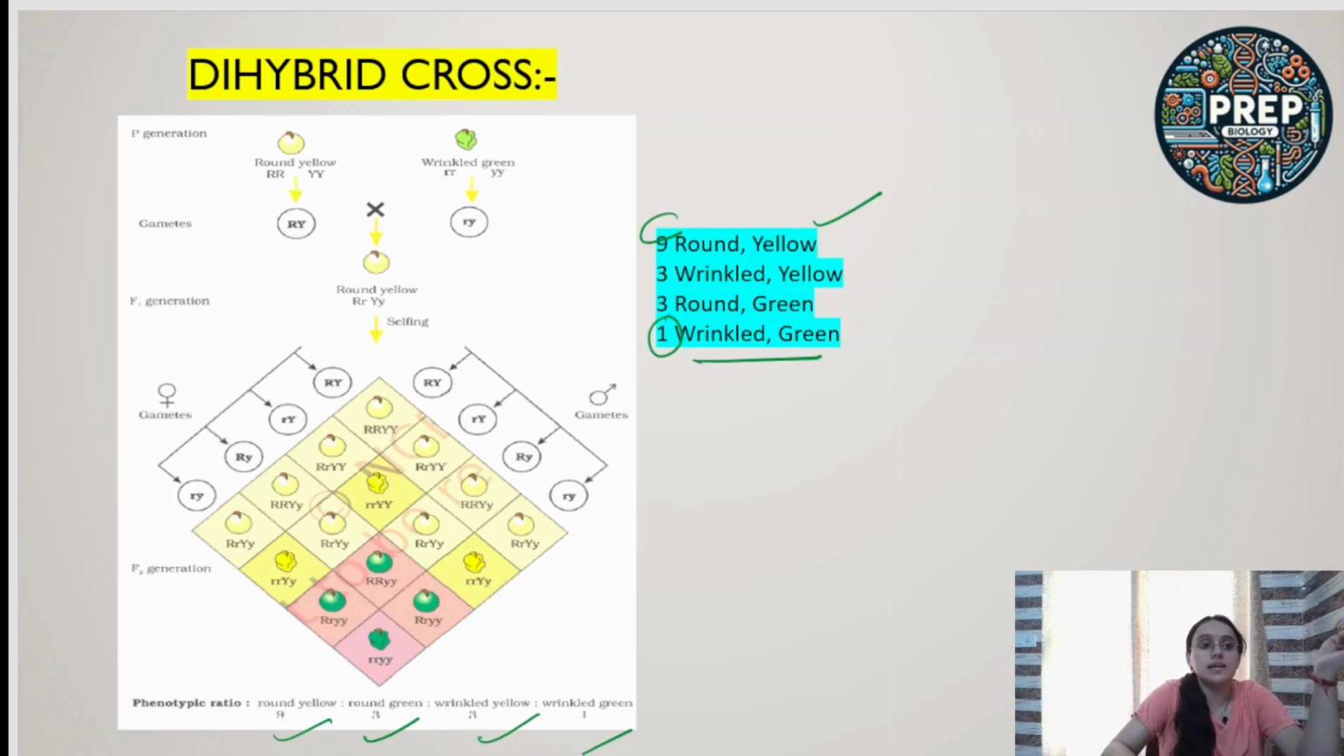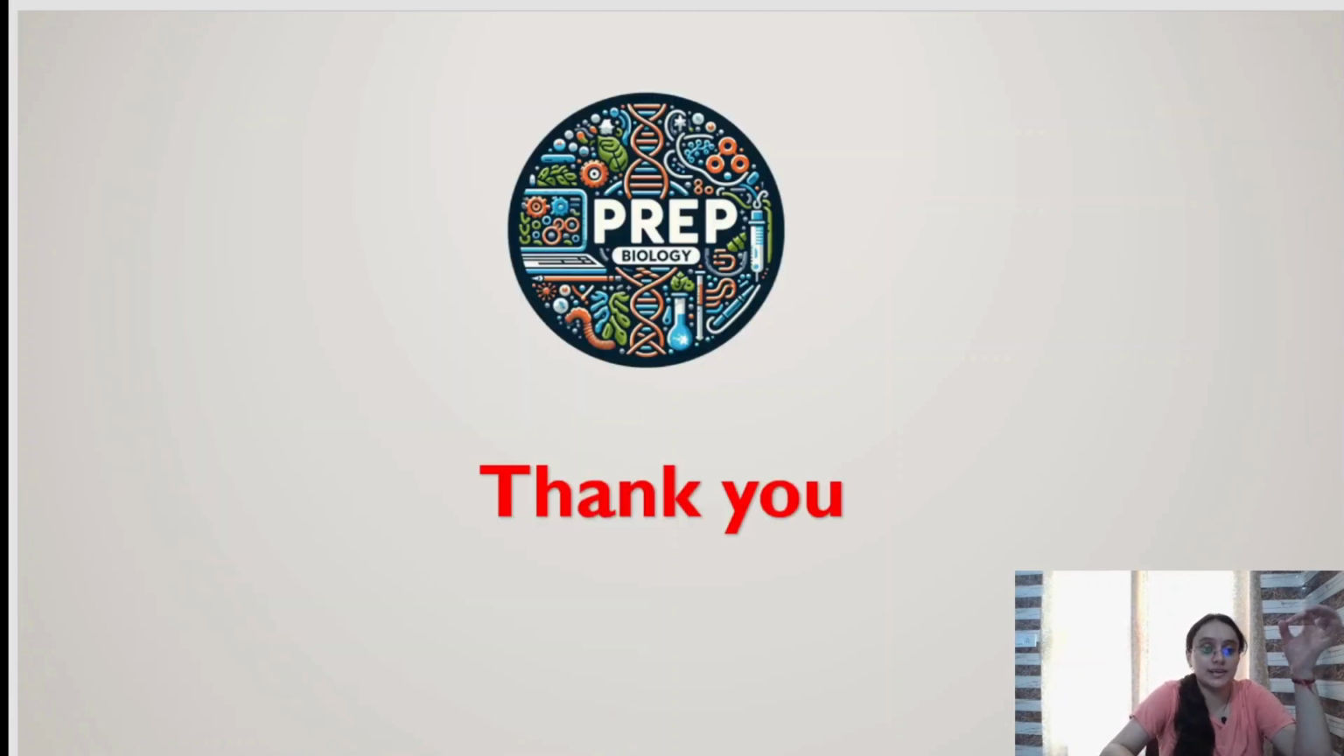So by this the law of independent assortment is explained. Okay, so dihybrid cross is very important. So make sure you practice the different crosses.